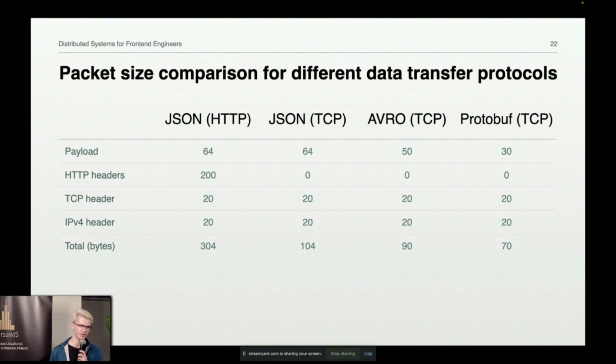So JSON in UTF-8 payload costs us 64 bytes, while Avro and protobuf come in at 50 and 30. And as you see, most of the stuff is taken by HTTP headers, which we really don't need. So we can just throw it away. So you say, okay, 300 bytes versus 70, not that big of a difference, right?